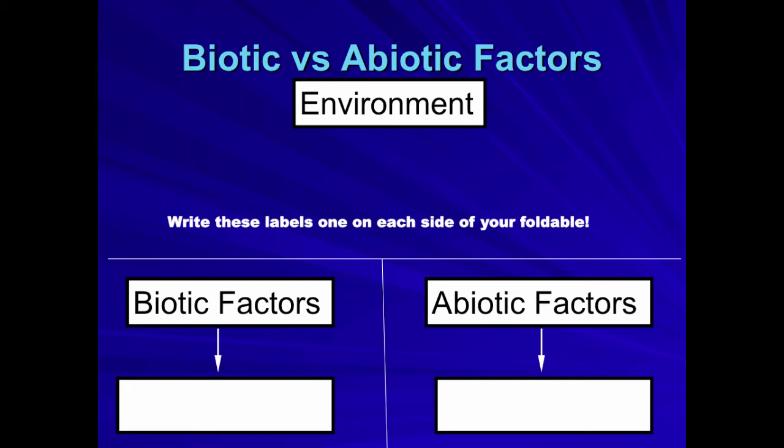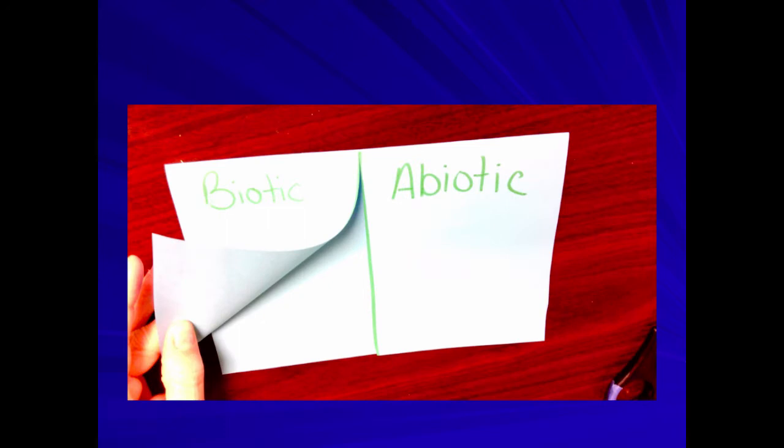Hello. So today we're going to fill in the foldable that I gave you on biotic versus abiotic factors. The piece of paper that we made in class, we folded it in half. I want you to write biotic factors on the left-hand side and abiotic factors on the right. Okay? So it should look like this.